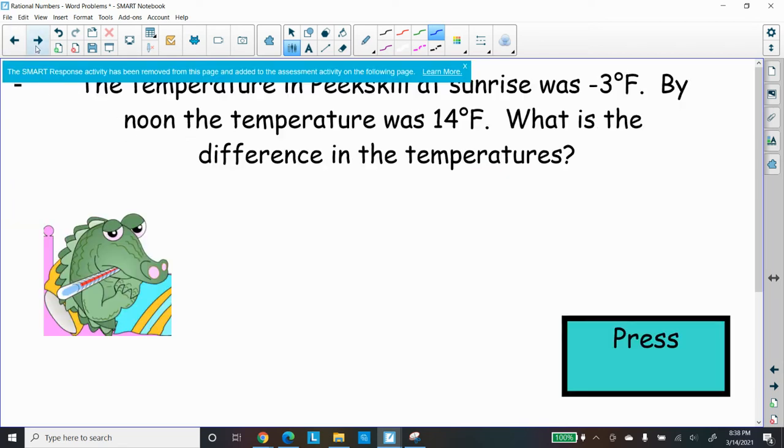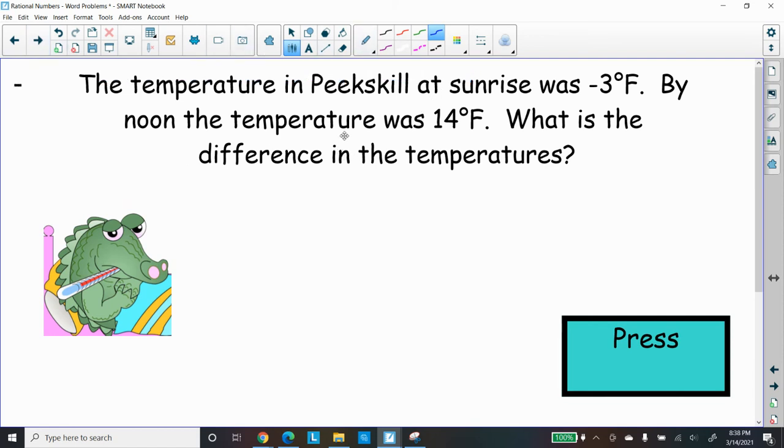So here's a temperature problem for you. See if you can figure it out. The temperature in Peekskill at sunrise was -3. By noon, the temperature was 14 degrees. What was the, and here's one of those key words that I mentioned, difference in the temperature? So see if you can figure that out.